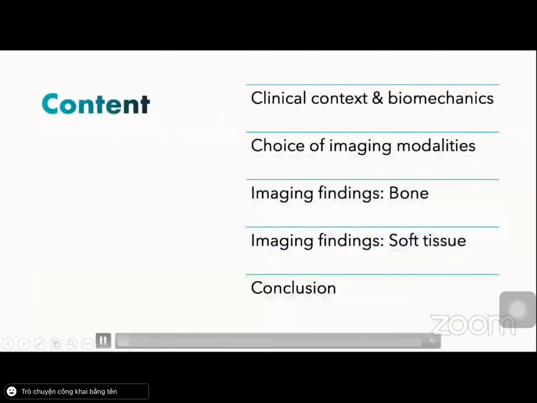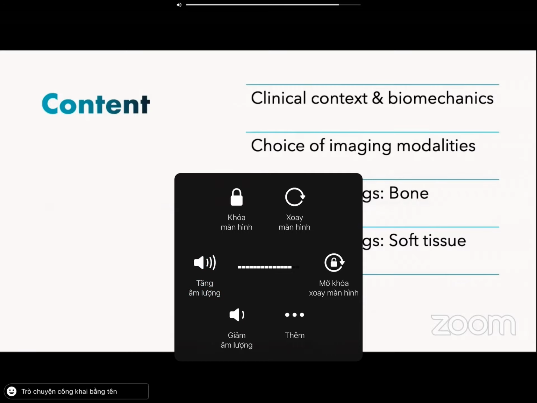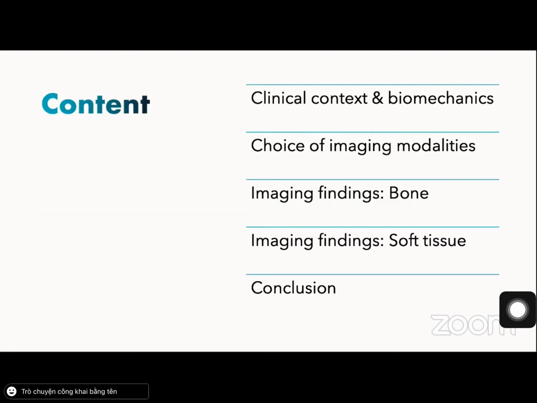To achieve our learning objectives, I will first introduce the clinical context and biomechanics of shoulder instability. I will then run through the choices available to image the shoulder before showing you some of the common imaging findings in the bone and soft tissue.